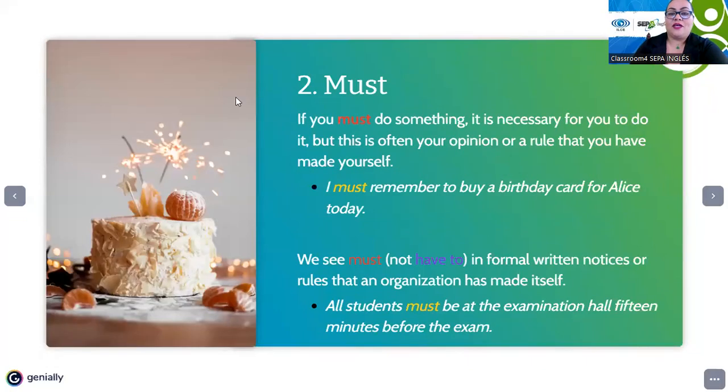Must. If you talk about must, it is another expression to talk about something that is mandatory to do. If you must do something, it is necessary for you to do it. But this is often your opinion or a rule that you have made yourself. I must remember to buy a birthday card for Alice today. We see must not have to in informal written notices or rules that an organization has made itself. All students must be at the examination half an hour, 15 minutes before the exam.